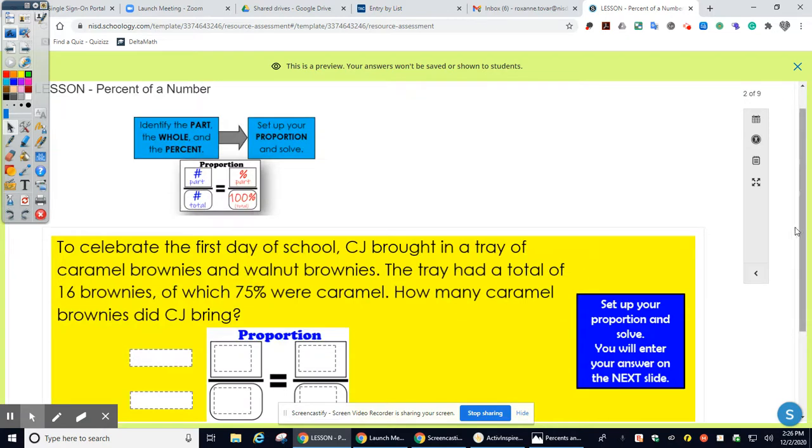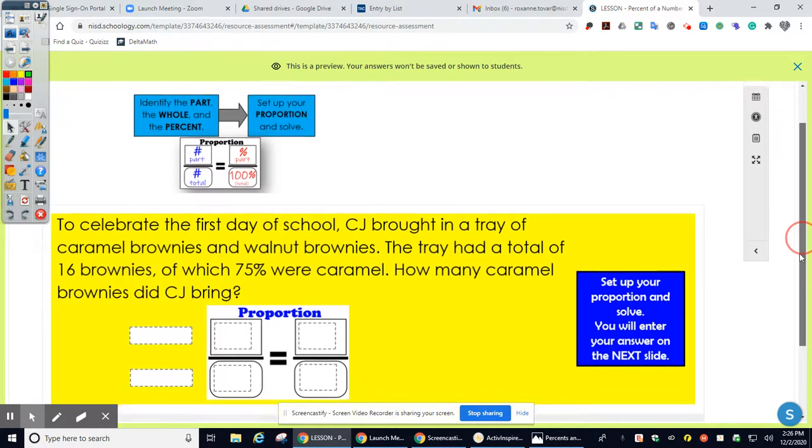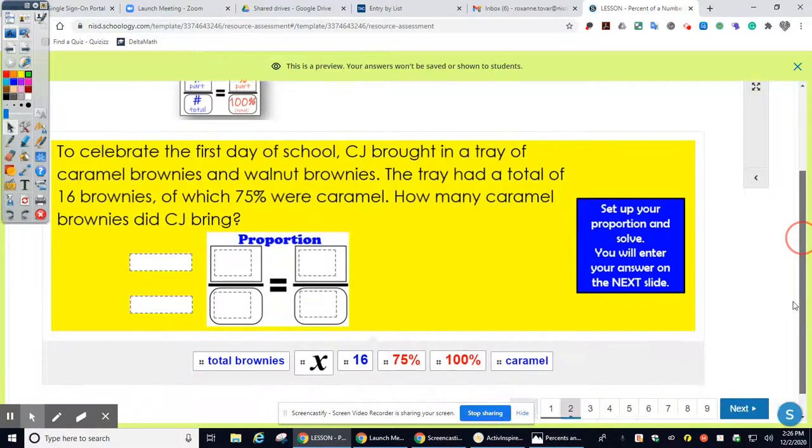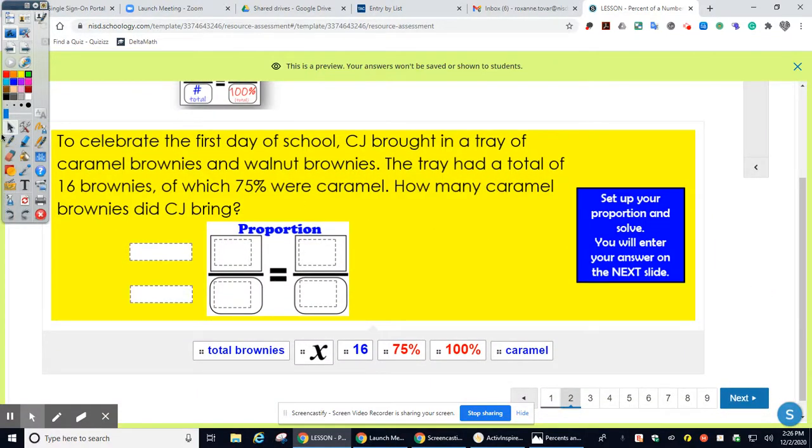All right, so let's go ahead and look at this word problem. It says, to celebrate the first day of school, CJ brought in a tray of caramel brownies and walnut brownies. The tray had a total of 16 brownies, of which 75% were caramel. How many caramel brownies did CJ bring?